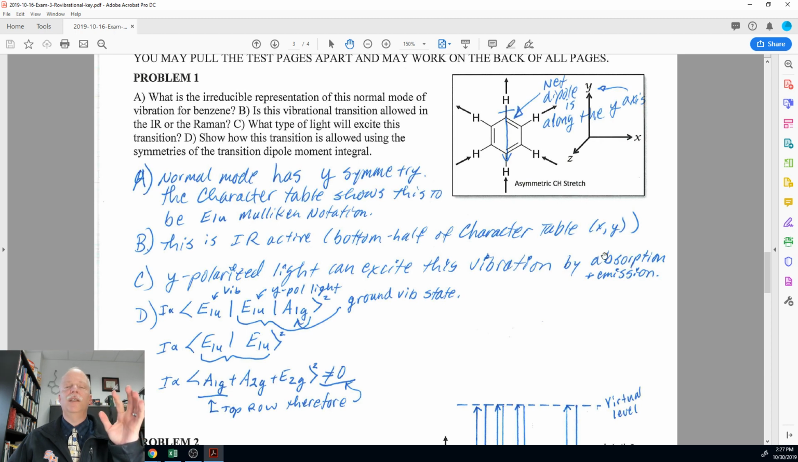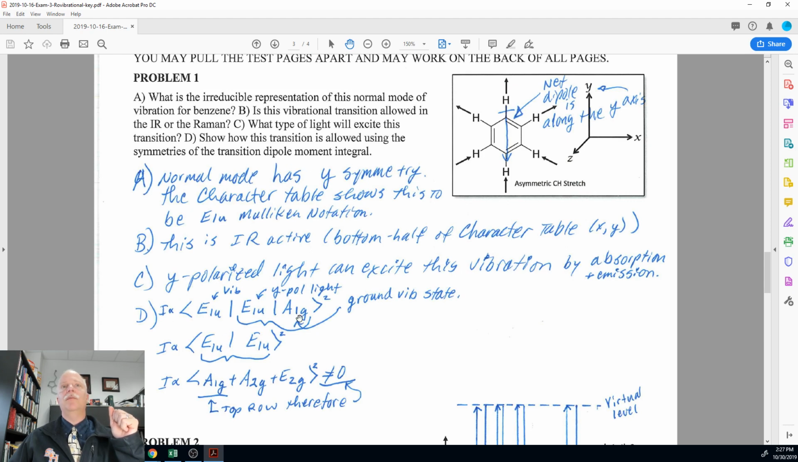So if this vibration is excited and then it relaxes and drops in energy, the photon of light that comes out of the molecule will be polarized in the y direction with respect to this molecule. To show why that's the case, we can look at the symmetry. So letter D, show how this transition is allowed using the symmetries of the transition dipole moment integral.